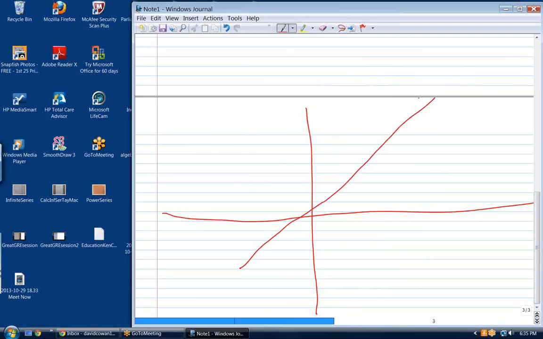What's that slope? Just guessing. I guess that could be 1/2. Plus 1. In other words, I go up the same amount I go over. That's about a 45-degree angle. So I was going for a 45-degree angle. So if that's plus 1, what is that?